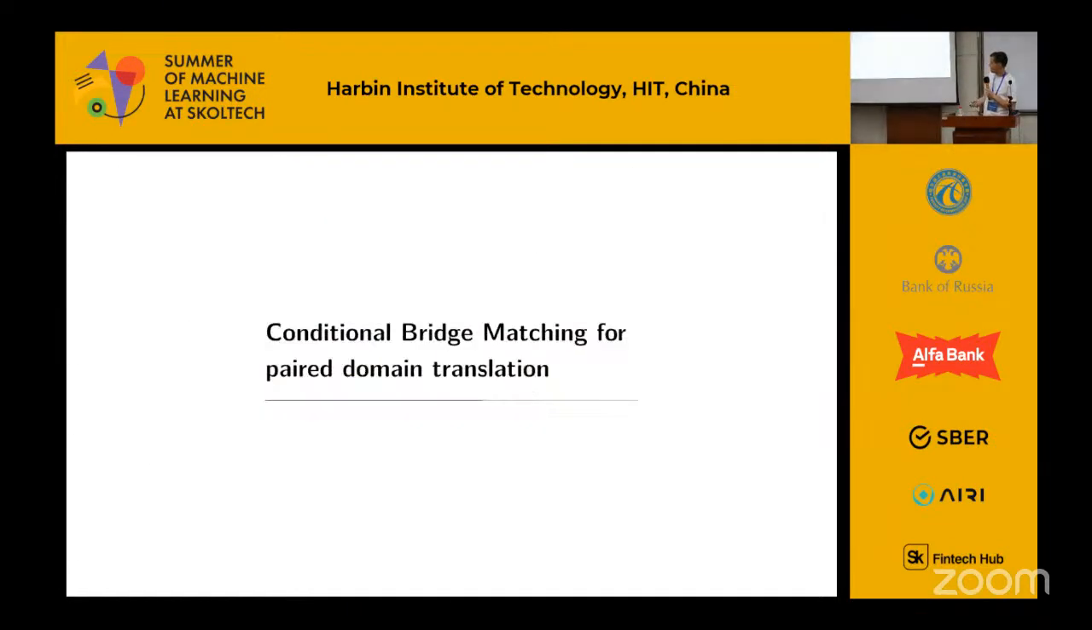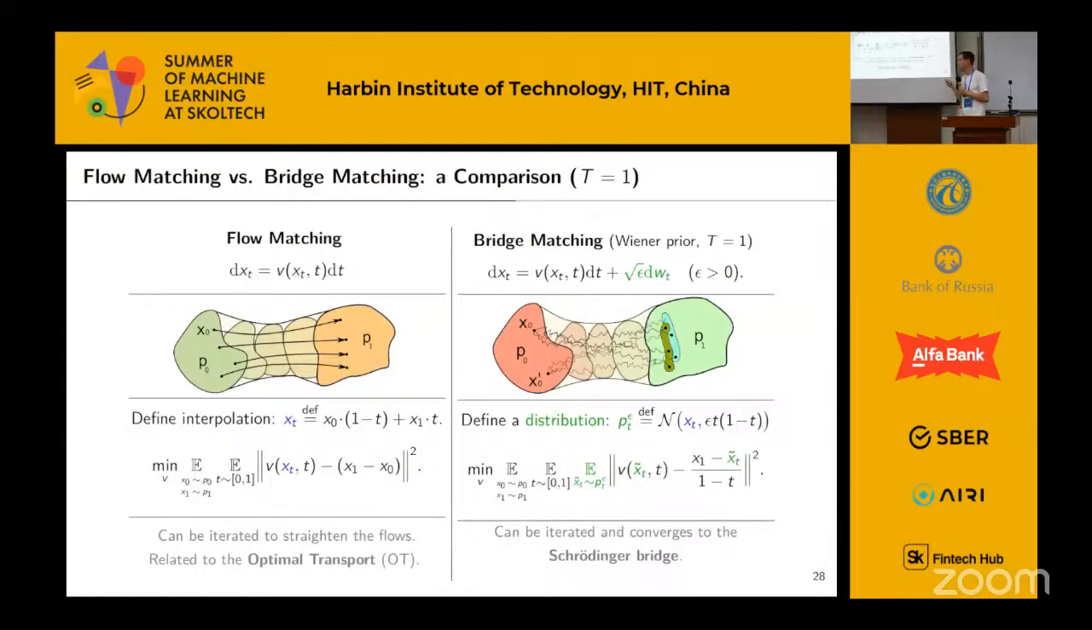So that's it. Basically, bridge matching is just an extension of flow matching to more complex stochastic differential equations. This is the bridge matching for the Wiener prior, which returns the stochastic differential equation. This is the flow matching for the standard deterministic interpolant. You see the objectives are very, very simple and similar in the end. And if you bring the variance of your bridge distribution to 0, then in the limit you obtain this objective, which is flow matching.